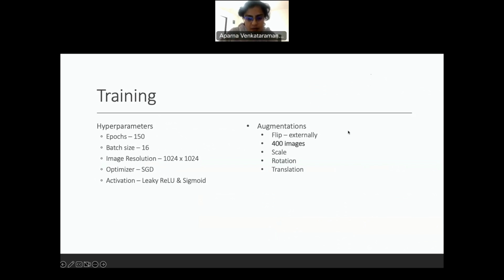Because we have a small amount of data, we performed flip augmentations externally and renamed the labels, because flipping will change the chirality to the opposite chirality, so we need to rename them. This way we obtained about 400 images in total. Further, YOLO also takes care of augmentations such as scaling, rotation, and translation, which can be given as inputs, while it is training on the data.